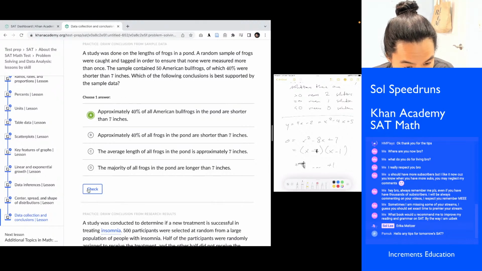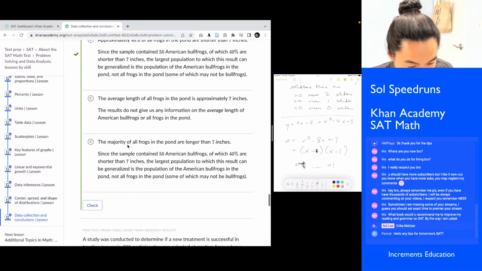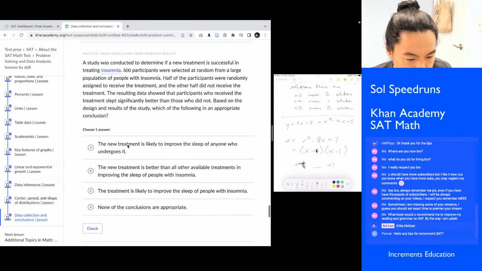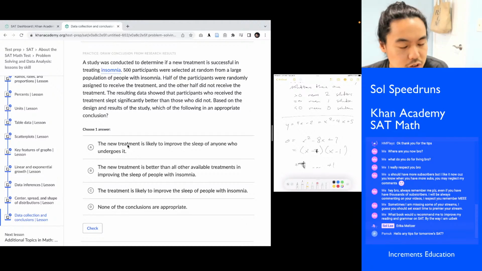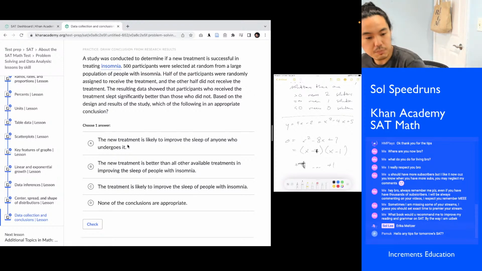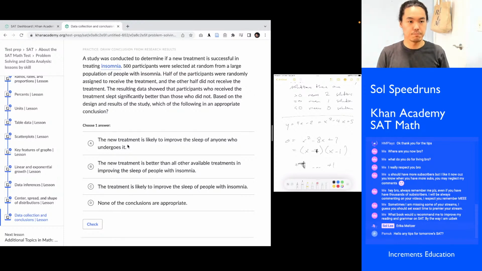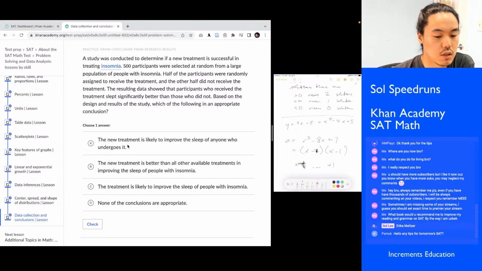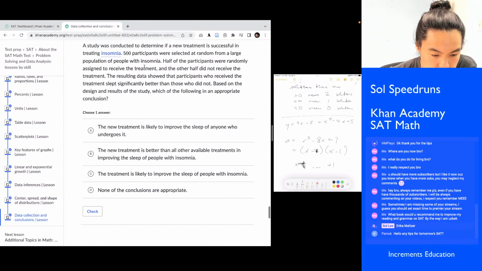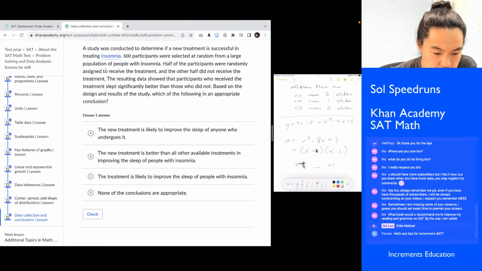Okay. Yeah. Oh, this is actually good to practice because I'm just not used to it. I feel like the SAT math does ask this question because I saw it in March, but I was not ready for this kind of question to come out. So, new treatment for insomnia. Half of the participants were randomly assigned to receive the treatment.